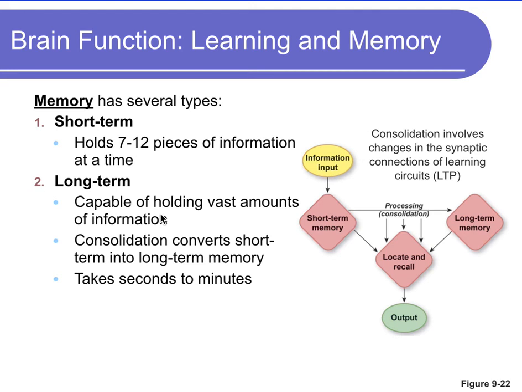And how do you get from short term to long term? The process is called consolidation. And really, there's no magic to it. It's about repetition. So you have to repeat and practice, and then short term memory will consolidate into long term, and it will stay much longer in your brain.